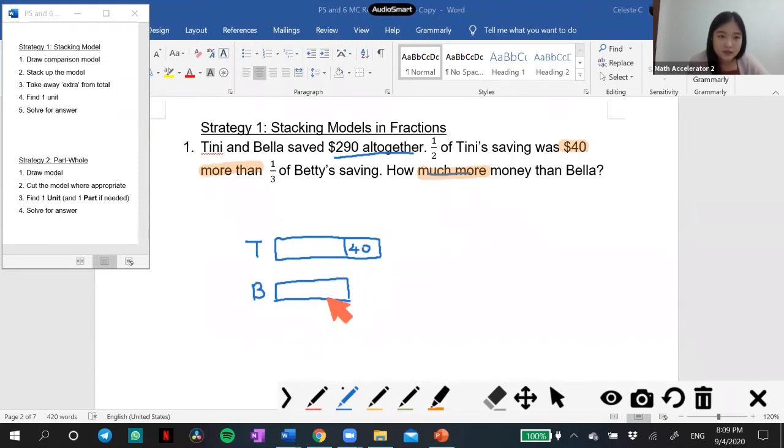And Betty. Right, half of Teeny's savings is $40. This means that whatever we have here is only half of Teeny's savings. So what do we do next? Stack up the model, right?